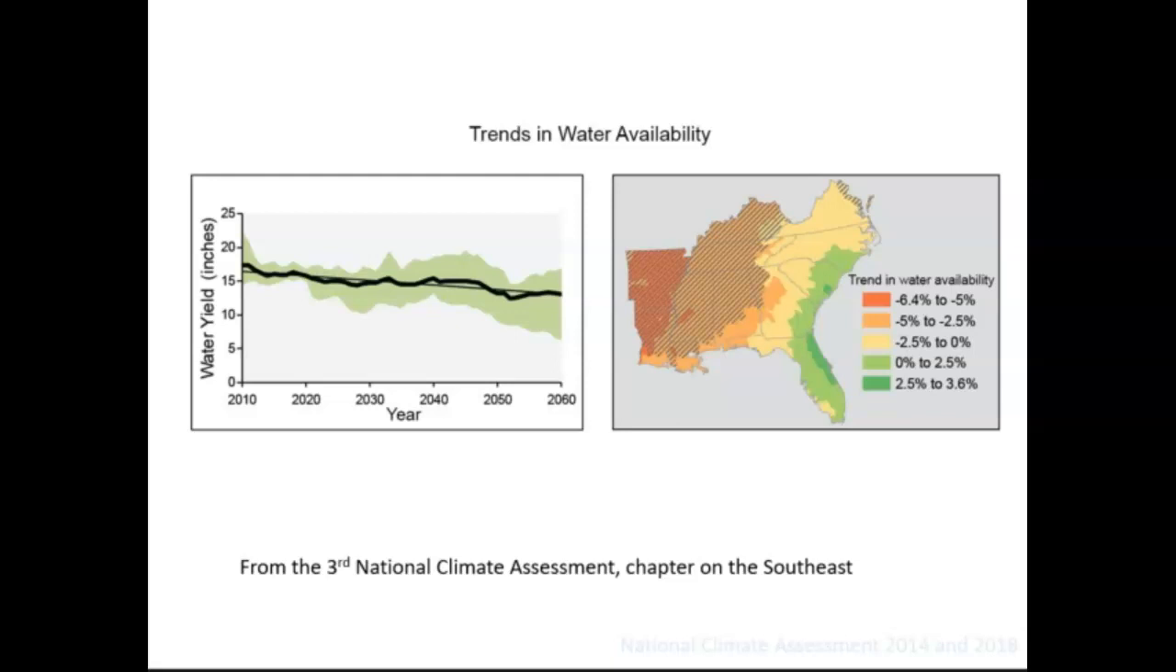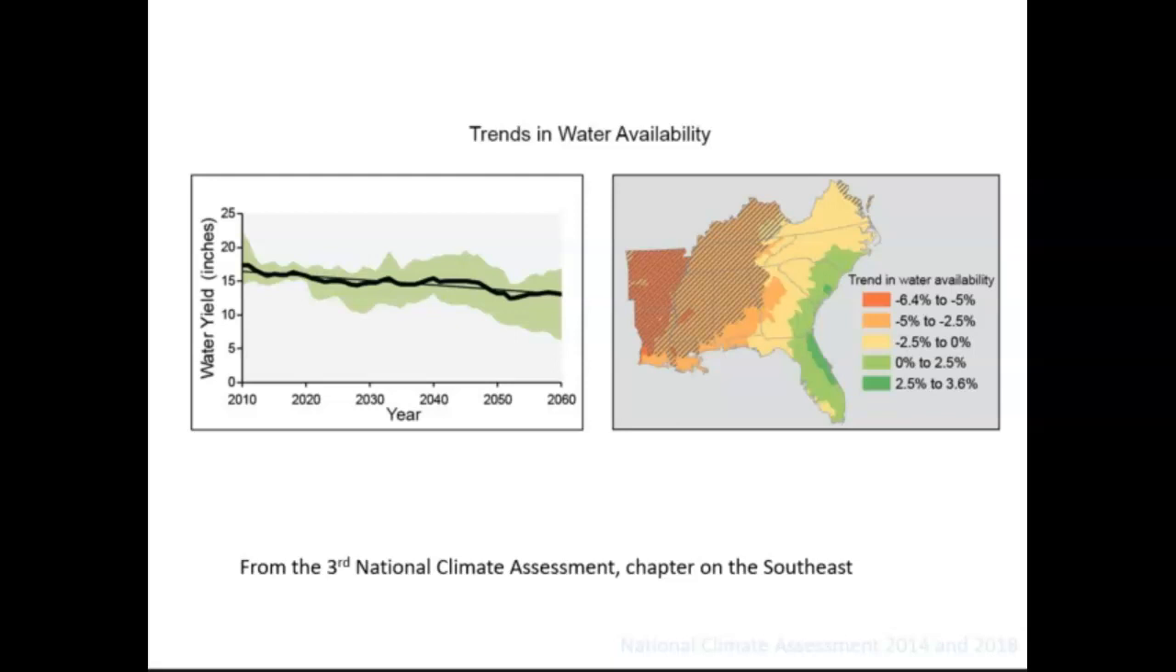This graph and map show forecasted trends in water availability through mid-century. The graph at left shows the overall trend for the region and shows that the region is likely to see a decline in water availability. The map at the right shows that water availability varies by geography.